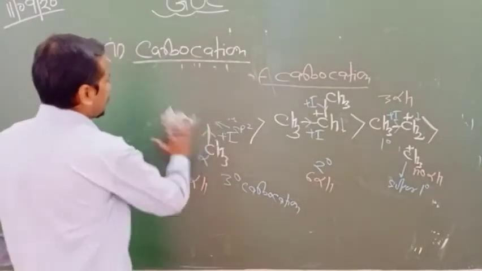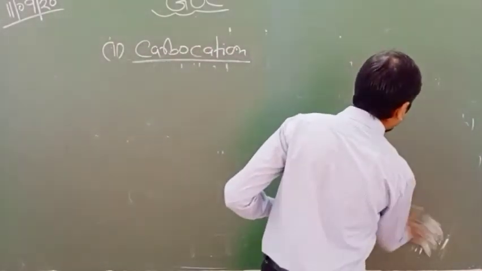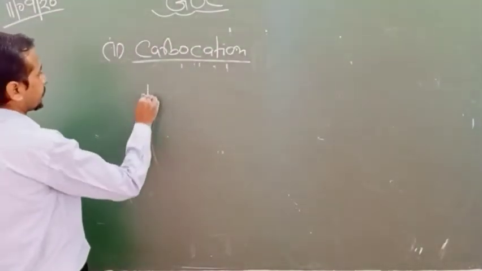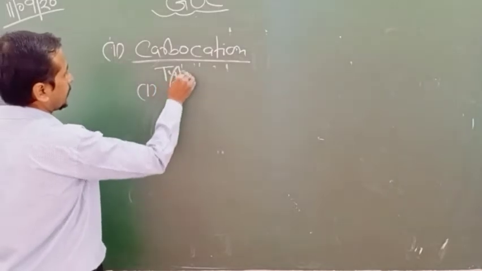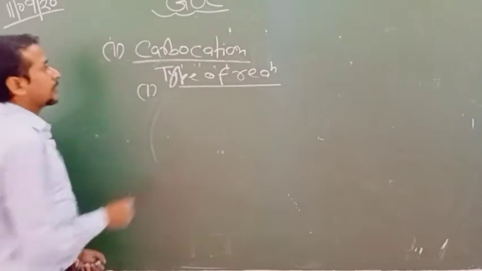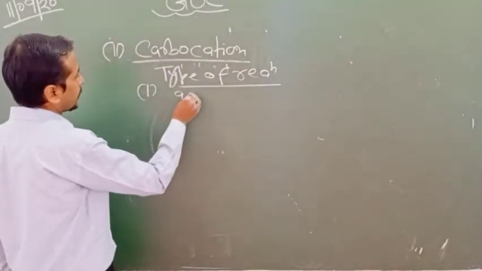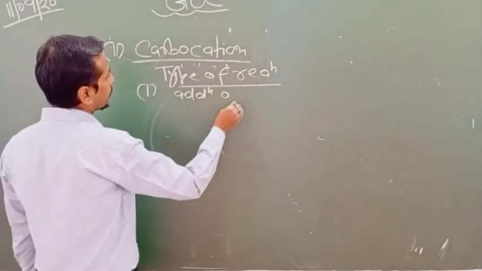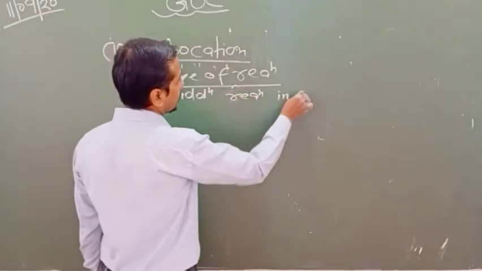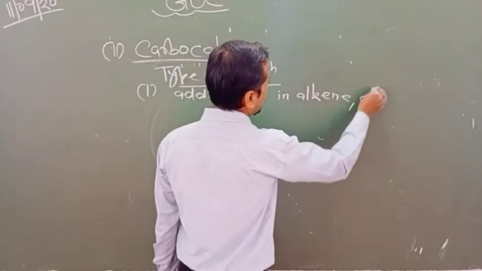Now you have to know in which reactions the intermediates are carbocations. In which type of reaction is there a carbocationic intermediate? First of all, addition reaction: addition reaction in alkene, alkyne.